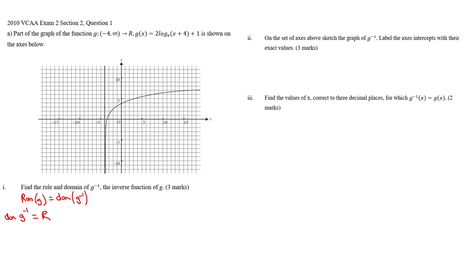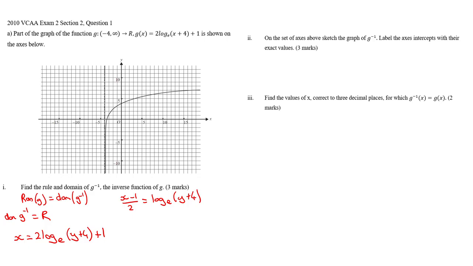Next thing, when we're talking about the inverse, all we need to do is switch the x and y around. So instead of having y at the start, I'll have x. x is equal to 2 log base e (y plus 4) plus 1. I'm going to do this in a couple of steps to simplify it. To get y by itself, I'm just going to take away 1 and then divide by 2. So that will give me (x take away 1) over 2 is equal to log base e (y plus 4).